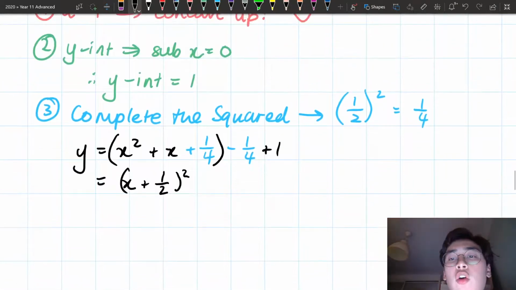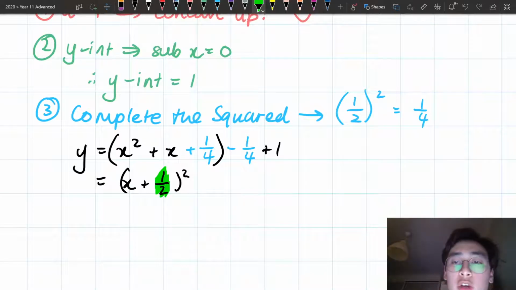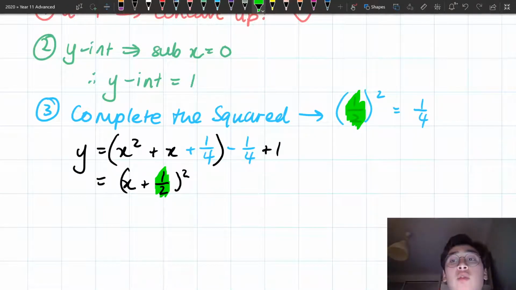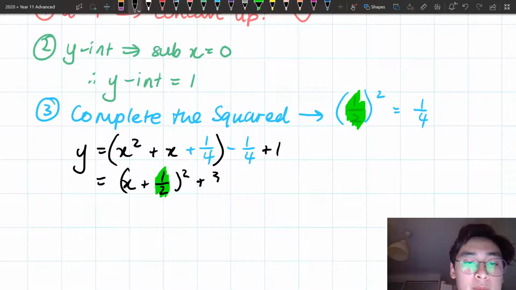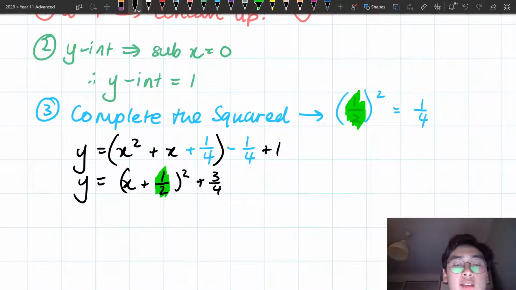Now, if you're not sure what number to put inside the brackets, you'll notice it's the same number as the one over here. It's the number that I squared in order to get the number that I'm adding or subtracting. So that's a nifty little trick to notice. Here I've got negative a quarter plus 1, so I'm going to have 3/4. My completed square version is x plus a half, all squared, plus 3/4.